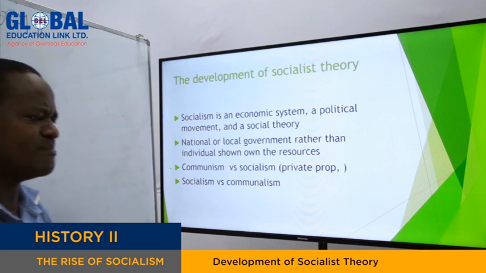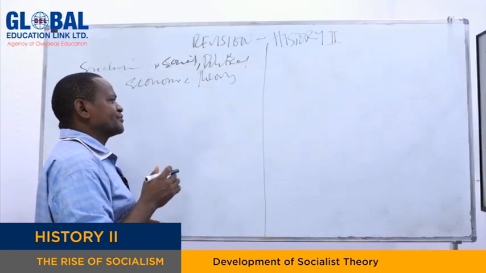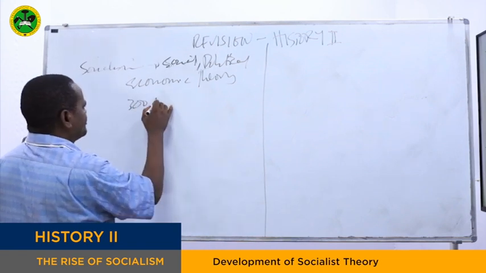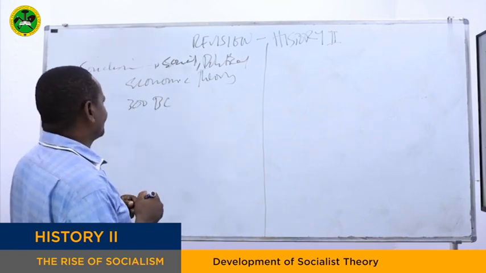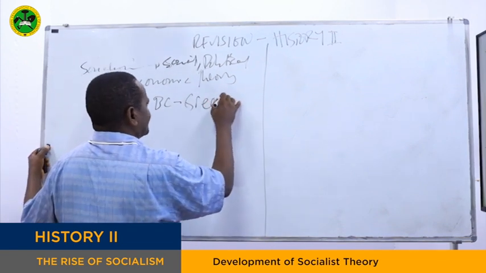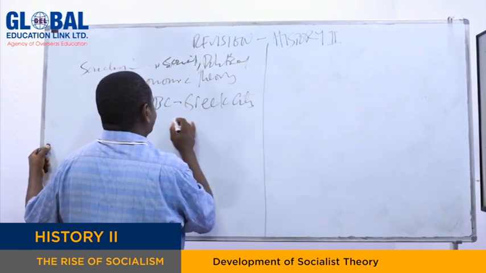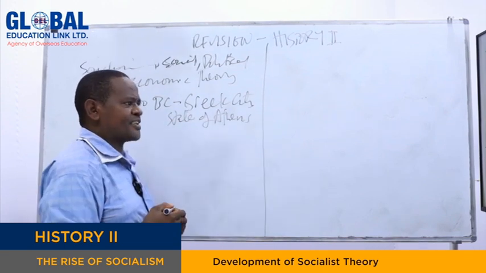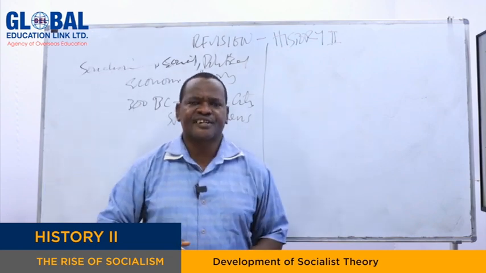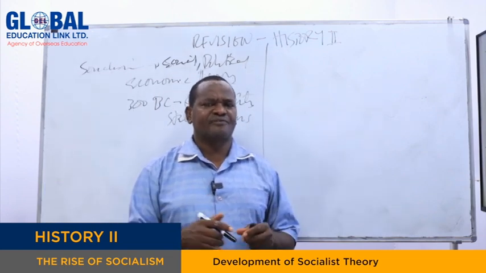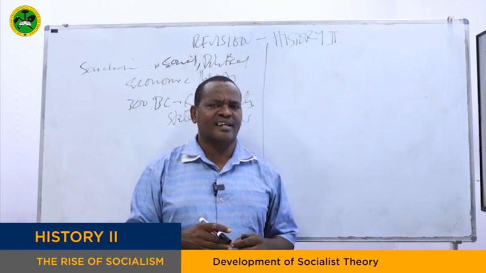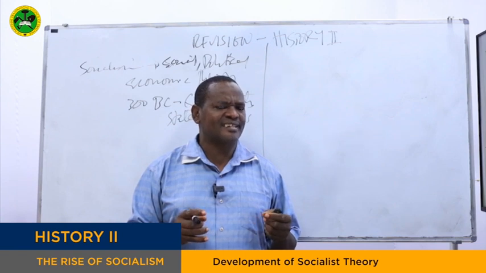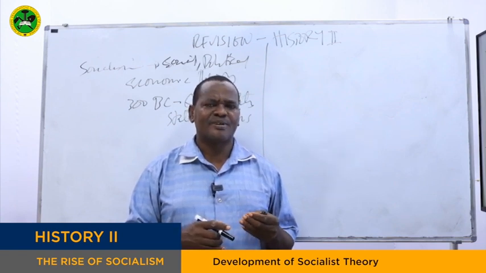First of all, let's understand the meaning of socialism. The idea of socialism, my dear students, can be traced from 300 years before Christ, from the Greek city-state of Athens. During this time, there were some philosophers, and here we are talking of people like Plato. Plato wrote a book called Republic, and in his book he explained the way people should live.